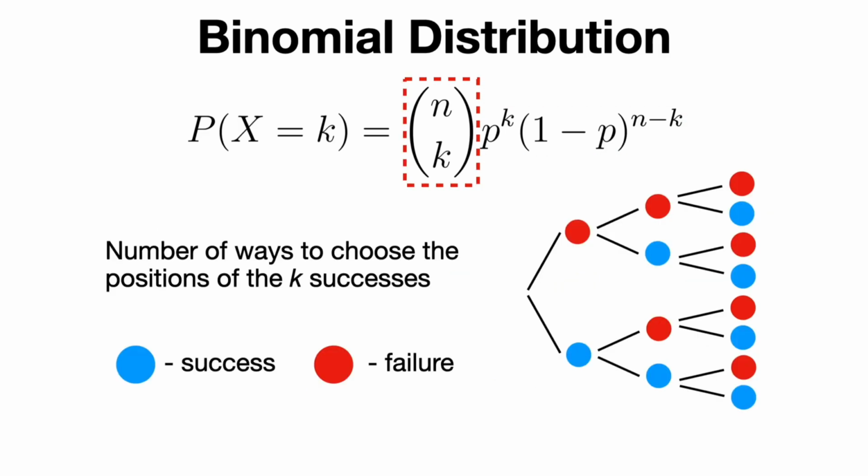Since the trials are independent, with probabilities remaining constant between them, any sequence of n trials with k successes and n minus k failures has the same probability of being achieved, regardless of positions of successes within the sequence. There are combinations of n taken k such sequences, since the binomial coefficient counts the number of ways to choose the positions of the k successes among the n trials.